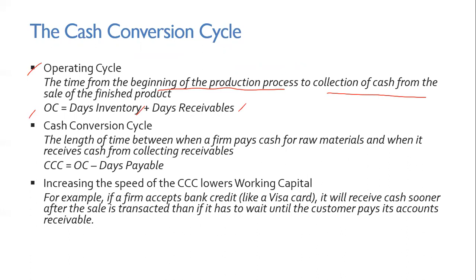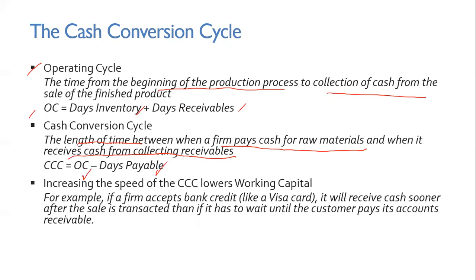However, the cash conversion cycle considers only cash flows, not the length of time from production to sale to collection, right? The cash conversion cycle is the length of time between when a firm pays cash for raw materials and when it receives cash from collecting receivables. So the cash conversion cycle is operating cycle minus days payable.